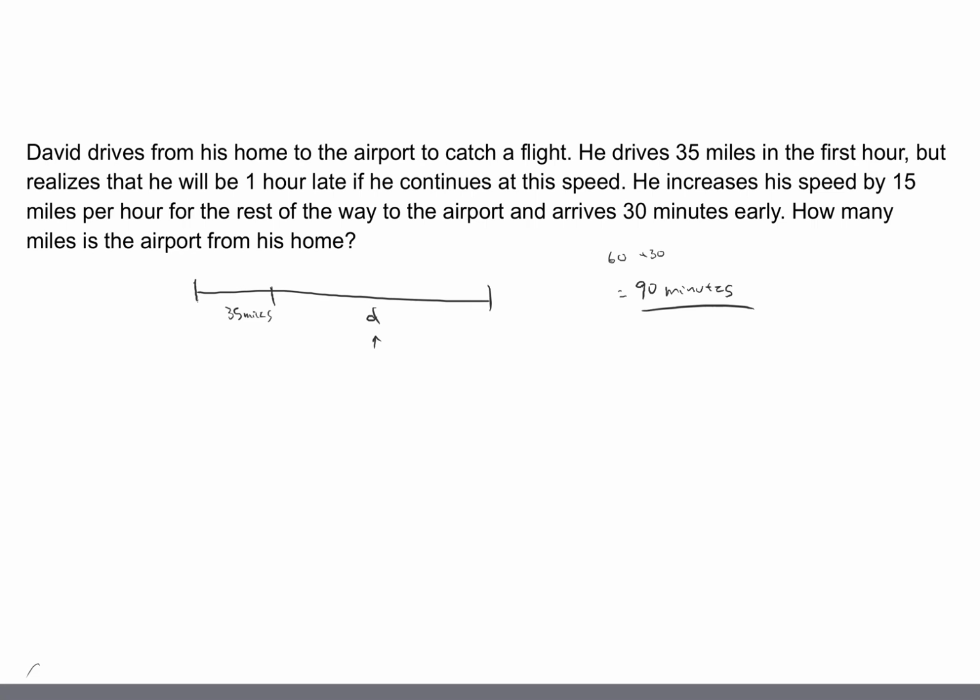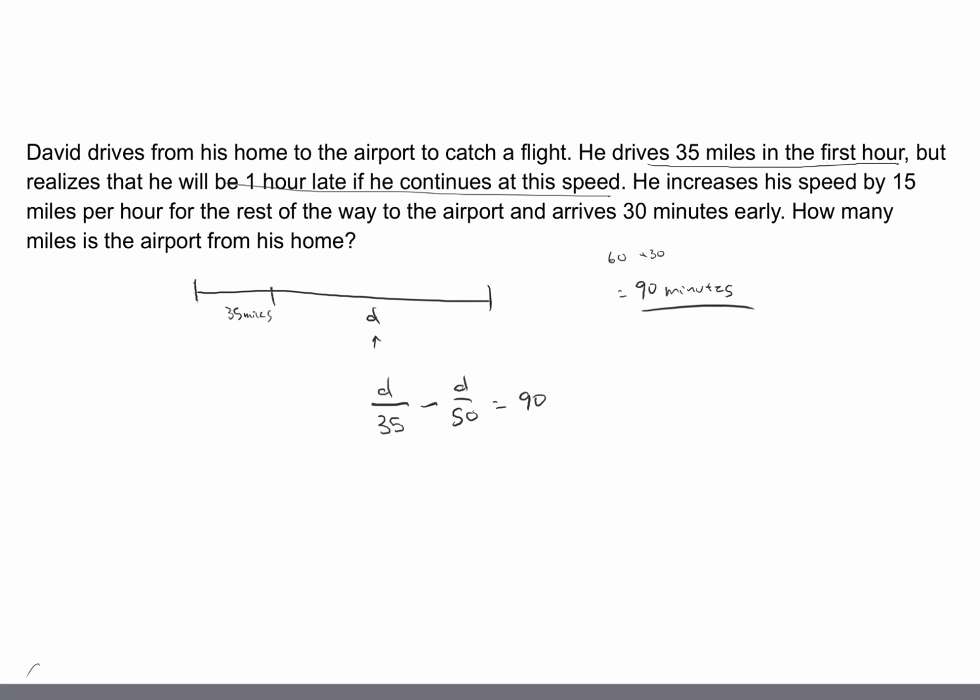Okay, I should probably start explaining now anyways because we have two more problems and we're not done yet with this one. But let's consider this, right? So he drives 35 miles in the first hour, but realizes that he'll be an hour late if he continues at the speed. This means that D over 35 is an hour late, right? But we also know that when he increases his speed by 15 miles per hour, it's D over 50, and the difference will be 90 minutes.